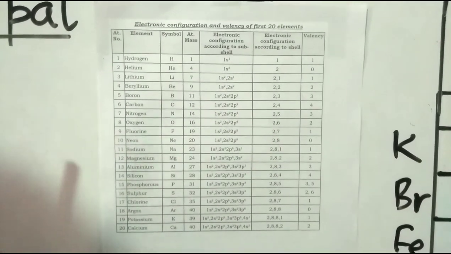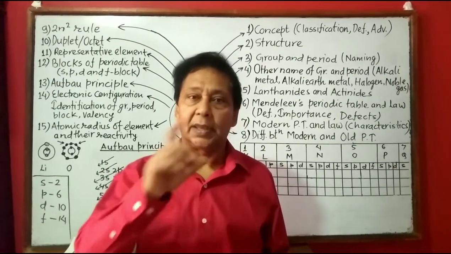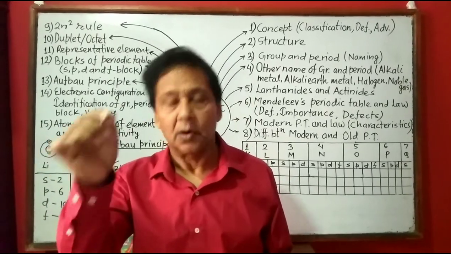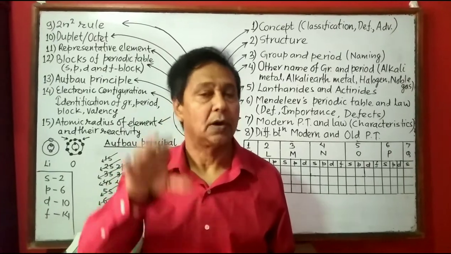That's why you must remember this, and then you will be able to start to write this atomic structure and atomic electronic configuration. You know that an atom has got many orbits, K, L, M, N, O, P, from the inner side to the outer side. Or you can say first orbit, second orbit, third orbit, fourth orbit. These are the orbits or cells.